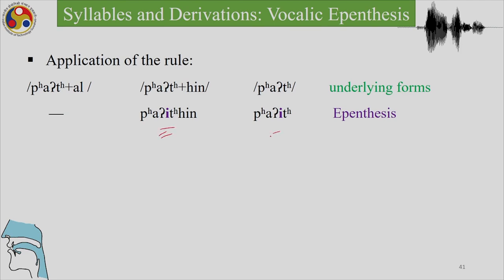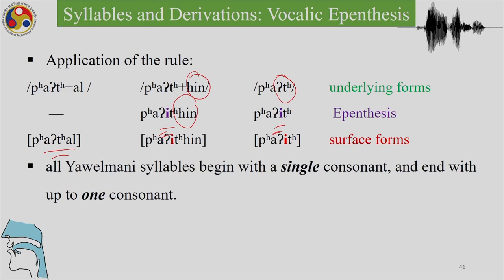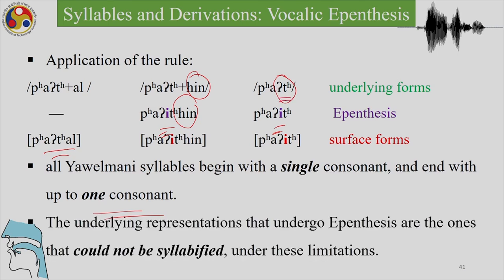But let us see what happens in these two forms. We already see that we have epenthesis applying there, and as a result, we have the surface forms pakhit hin and pakhit, but not here when you have pakht al. So all Yawelmeni syllables begin with a single consonant and end with up to one consonant. As a result, when we have clusters like this, Yawelmeni Yokuts introduces epenthesis. And the underlying representations that undergo epenthesis are the ones that could not be syllabified under these limitations.